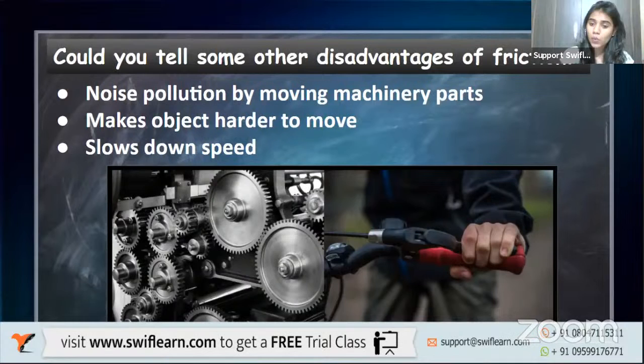Another disadvantage is that because of friction, two surfaces are hard to move over each other, and as a result it slows down speed. If there's any machine, because of friction, the speed or the efficiency of the work slows down.